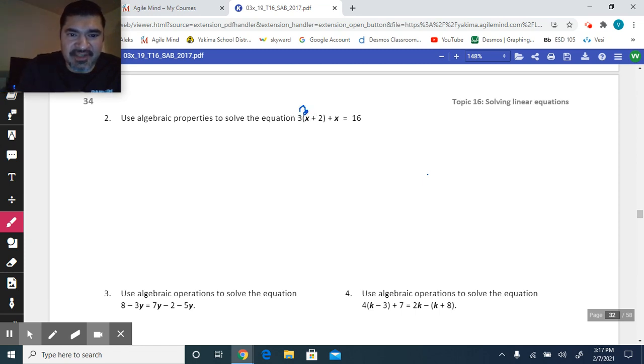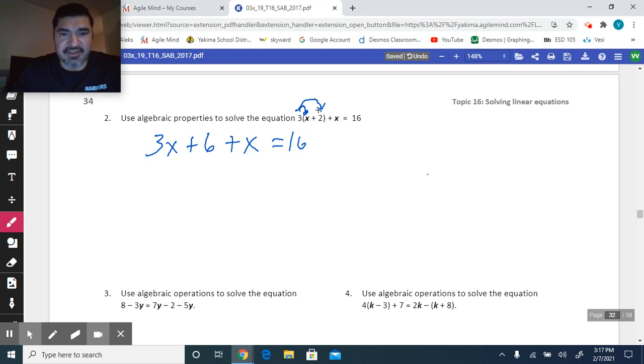So 3 times x is 3x, and then 3 times plus 2 is a plus 6, and then we have this plus x and equals 16. The only thing I did was distribute this 3 into everything inside the parentheses. Everything else stayed the same.